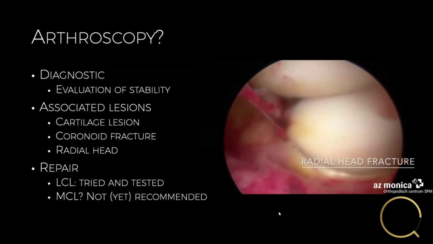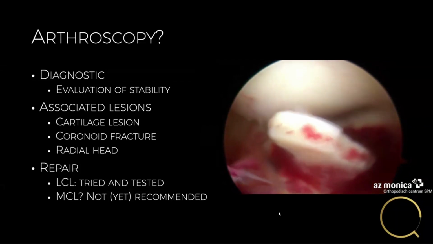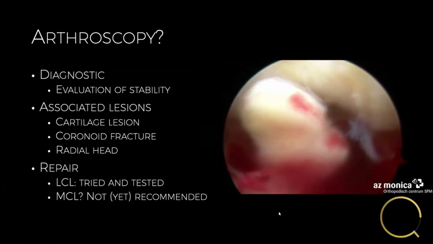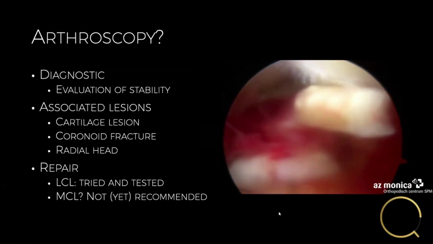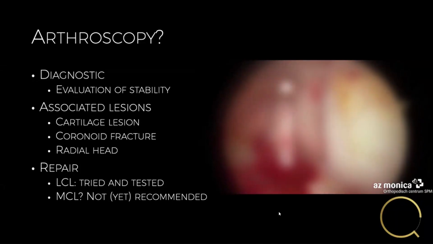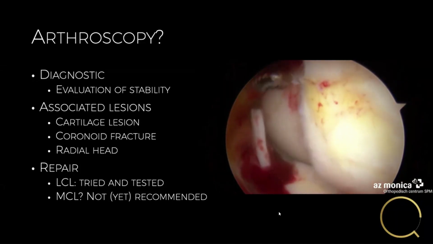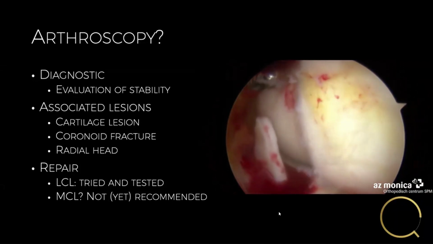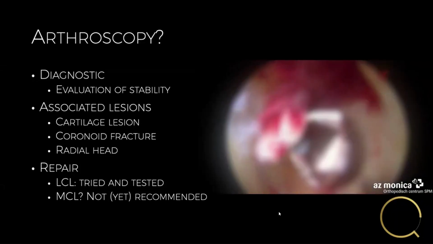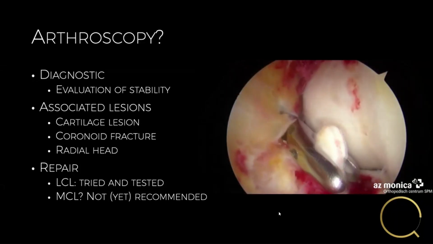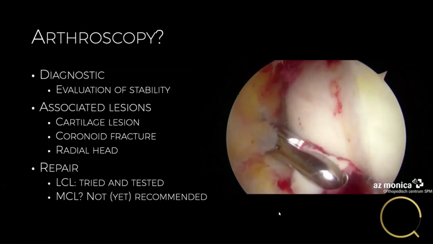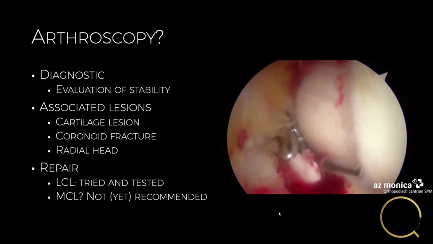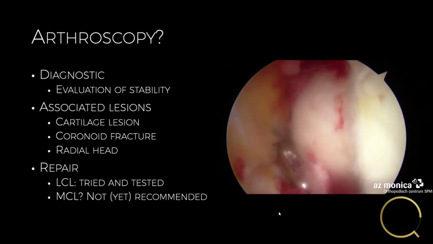Now, what's the advantage of arthroscopy? First of all, diagnosis. You can evaluate the stability or instability quite nicely arthroscopically. For me, the indication for arthroscopic surgery is usually associated lesions, cartilage lesions, for example. Coronoid fractures are very easy to treat arthroscopically, at least minimal coronoid fractures. Radial head fractures can be treated arthroscopically, etc. You can repair the LCL complex, that's been tried and tested, and MCL. I know people are experimenting with the MCL fixation arthroscopically, but for me at the moment this is not indicated yet.